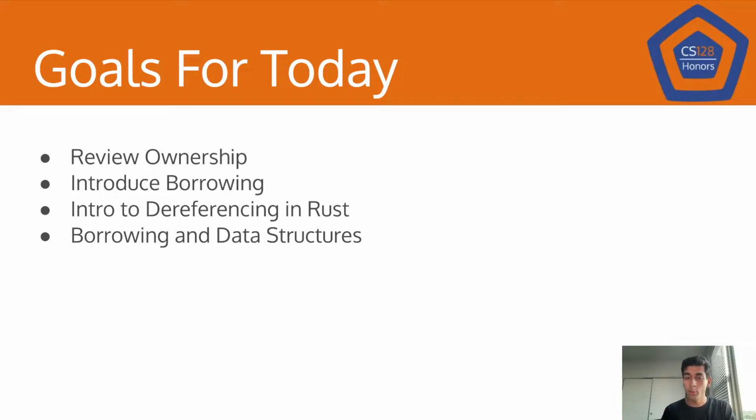So this is a super important concept, especially when dealing with mutable references and pointers. That is a whole other monster in Rust. So just introducing the basics of dereferencing today. And then I'm going to be introducing how to borrow with data structures.